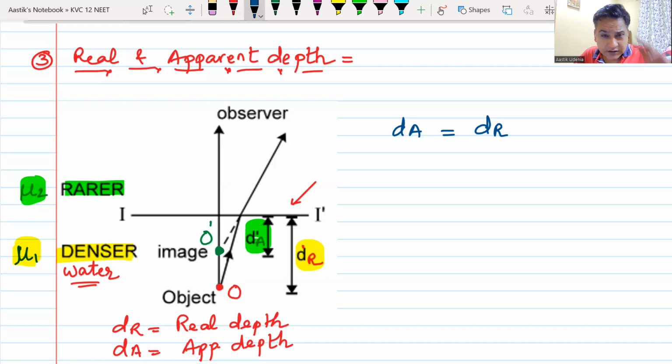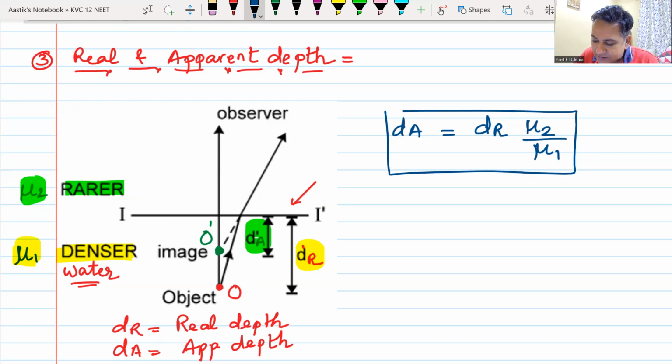D apparent is the depth that I see. D real is the, I don't think you will be knowing this, so I will just write it. D apparent will be equal to dr into mu2 by mu1. This is what you got to remember from this entire thing. You can also remember it in this way, which I feel comfortable. This is the first way of remembering it. The way I remember it is this way. dA by mu2 is equal to dr by mu1.